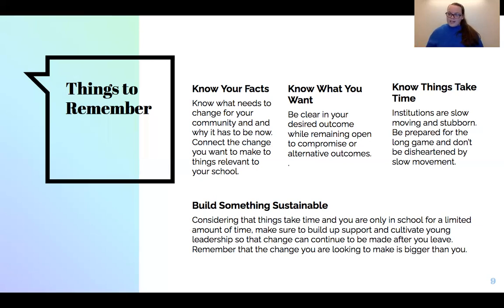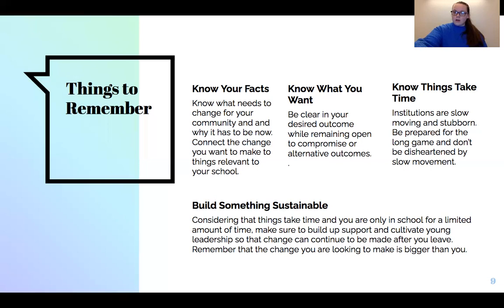A third thing to remember is that things take time. Now, this is the hardest thing to really internalize as students. We are only on our campuses for a short amount of time. Four years, not that long. So it's hard to hear that things take time, and it's often frustrating and excruciating and not fun to do a lot of this work because of all of the barriers that exist within our institutions.